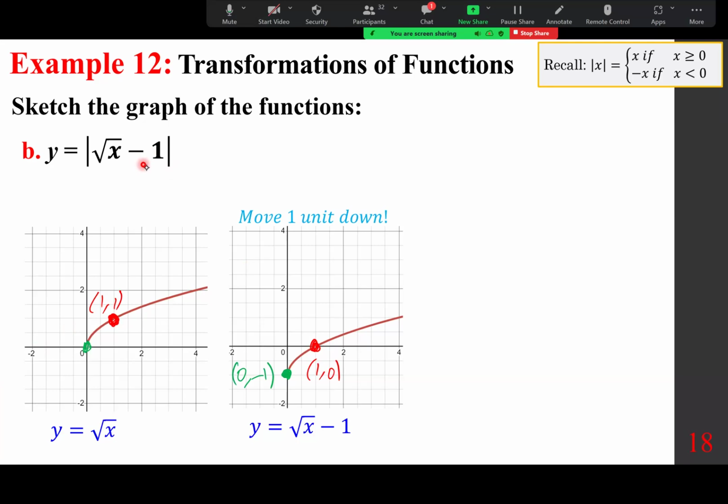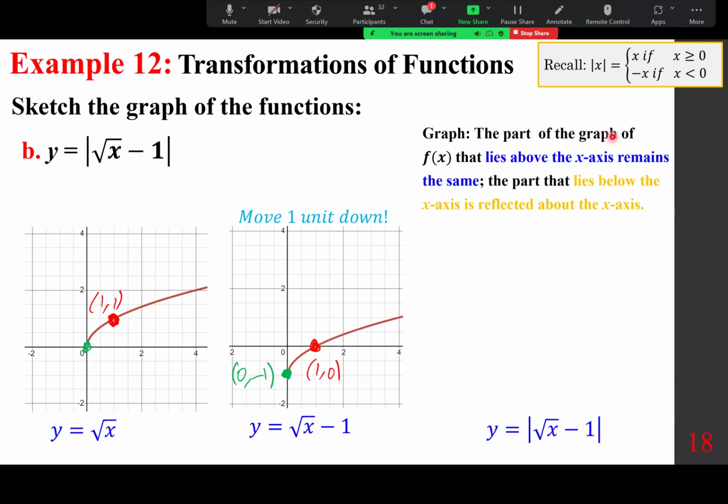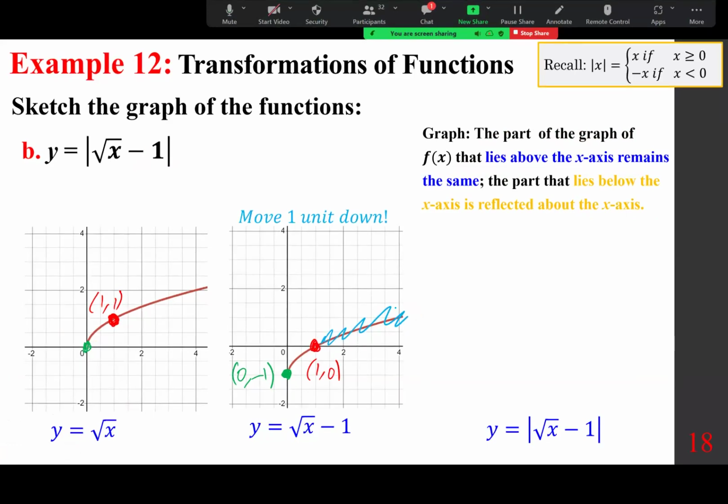So that's it. Now, here's how it works as far as the absolute value is concerned. The part of the graph of f of x that lies above the x-axis remains the same. So this portion doesn't change, everybody. The part that lies below the x-axis is reflected about the x-axis. So this part flips over.